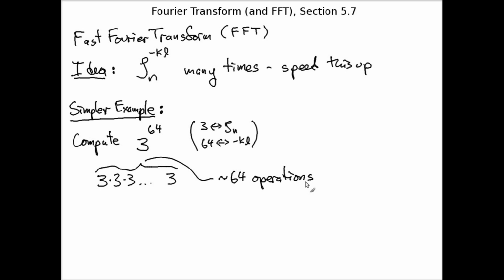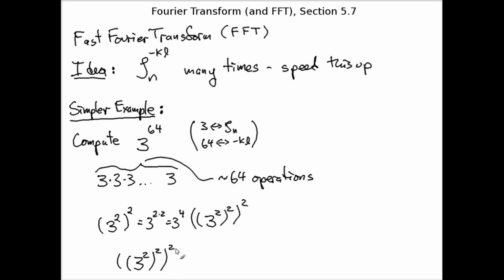And here's a clever way to dramatically reduce that. Look at 3 squared. Now take this number which you've just computed and square it. That's 3 to the 2 times 2, which is to say 3 to the 4th. And then do it again. 3 squared, squared, squared again is 3 to the 8th. And you just keep doing this, so you get 3 squared, 3 to the 4th, 3 to the 8th, 3 to the 16th, 3 to the 32nd, 3 to the 64th.